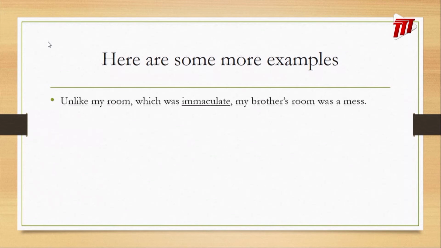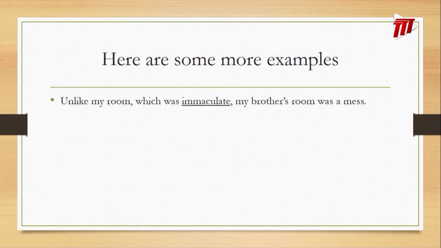Unlike my room, which was immaculate, my brother's room was a mess. So, one room is immaculate and another room is a mess. One is opposite to each other. And we know that being in a mess is being dirty. So obviously, immaculate would mean very tidy.